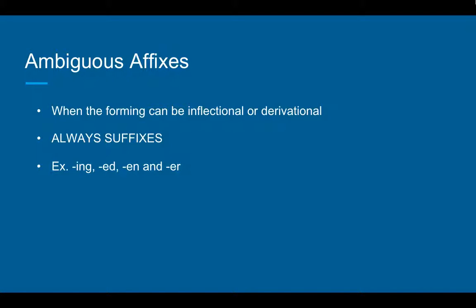Ambiguous affixes are ones that can be either inflectional or derivational, and in this case they're always suffixes, because inflectional affixes always have to be suffixes. Examples of these are ing, ed, en, and er. For example, the sentence, "The girl was eating an apple." This shows that ing is inflectional, whereas in "eating is fun," ing is derivational.